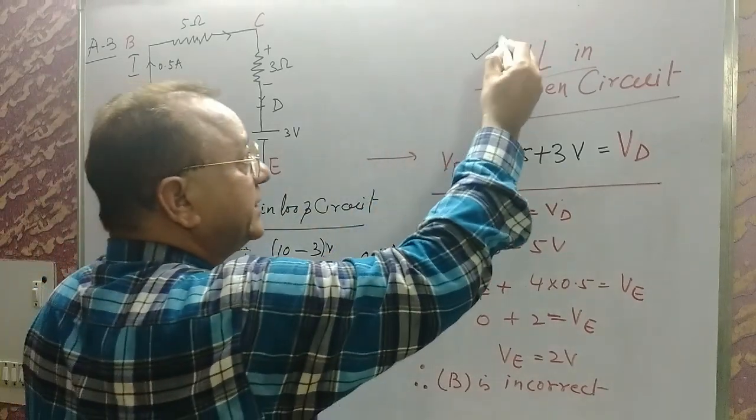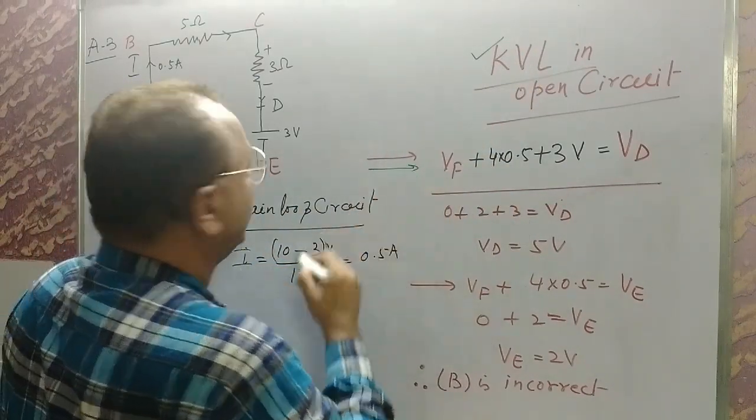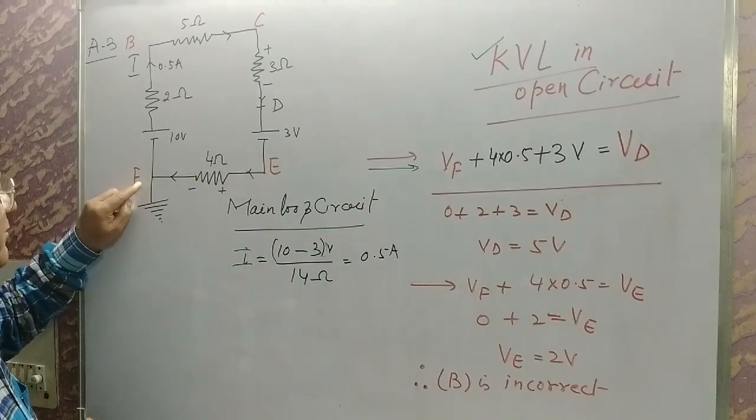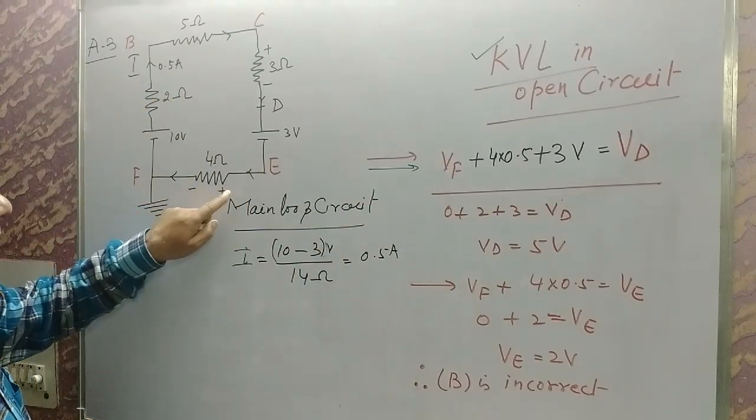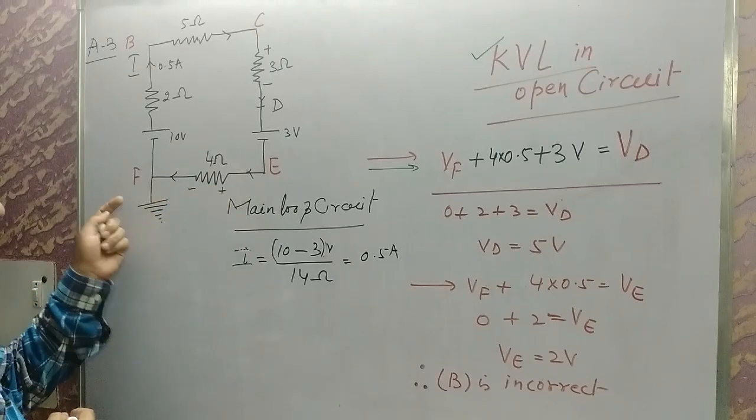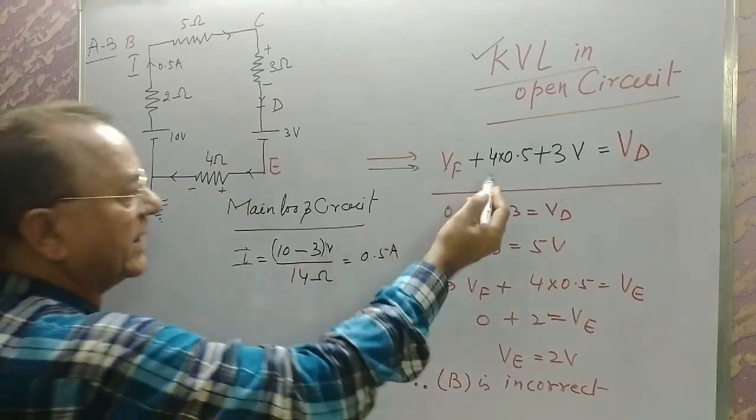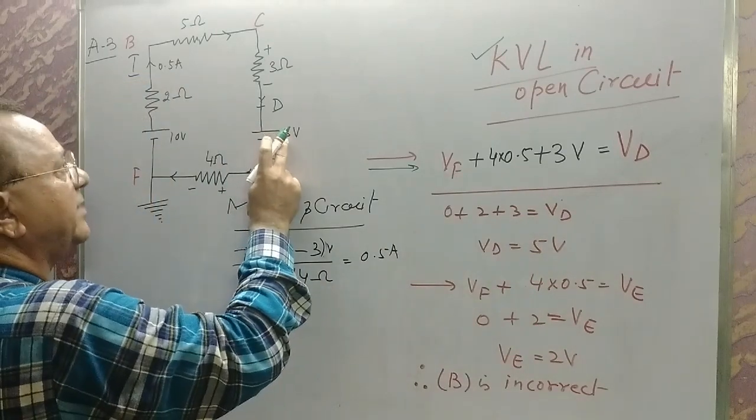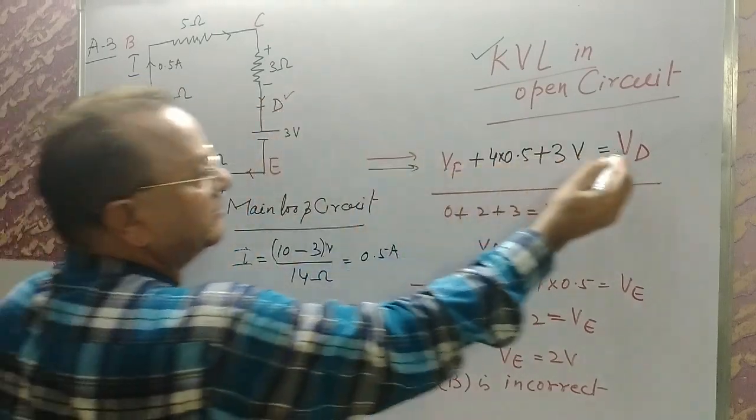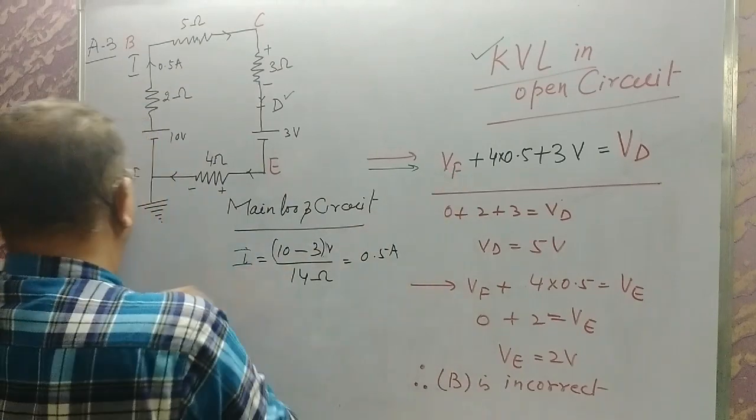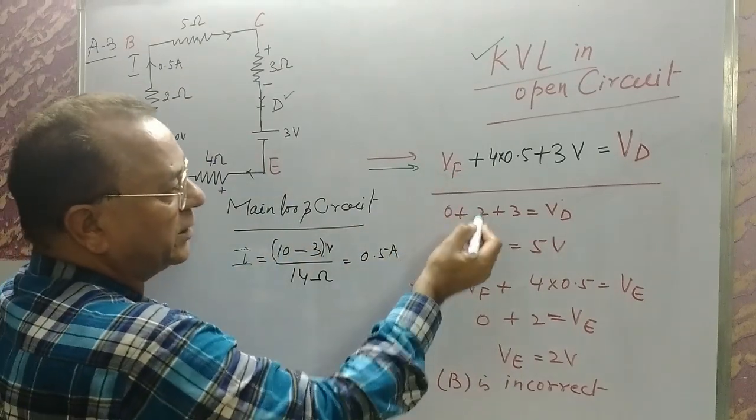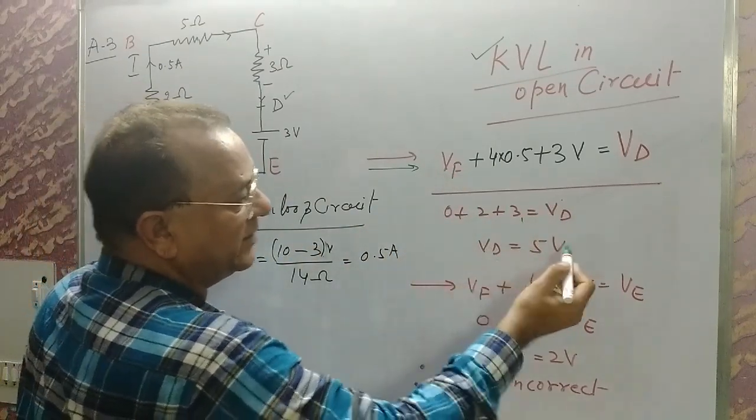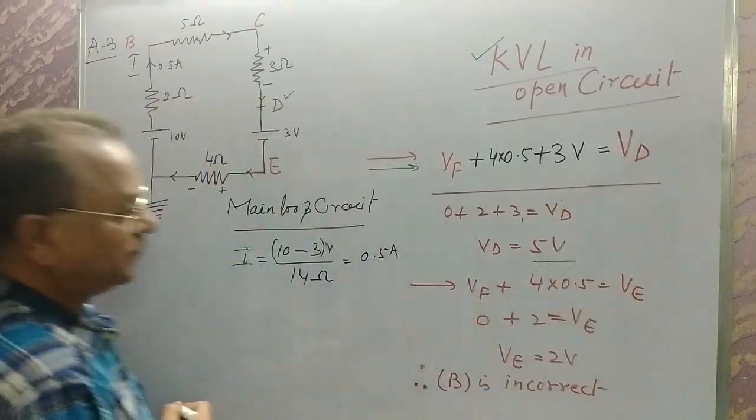Now, this concept we will apply carefully. We will start from F, VF. Now, current flows from high to lower, but we are going from low to high. Therefore, plus 4 into 0.5 plus 3 volt is equal to VD. F we have earthed, therefore it is 0. 2 plus 3 is equal to VD. VD is equal to 5 volt.